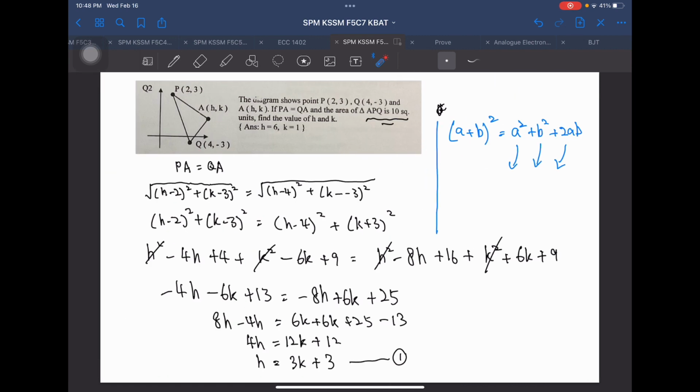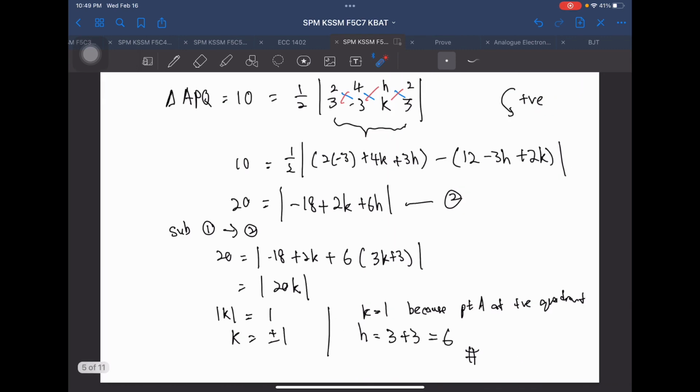Here is P, Q, and A. So you use P, Q, A: 2, 3, 4, negative 3, h, k. Okay, so 2, 3, 4, negative 3, h, k. Come back to the first point, 2, 3. And now you need to multiply the blue color ones and sum them up, minus the sum of the red color products. You can see this part is the sum of the blue color ones, and this one is the sum of the red color ones.